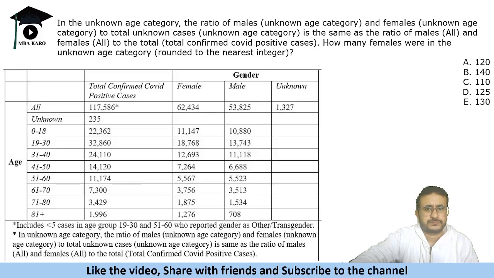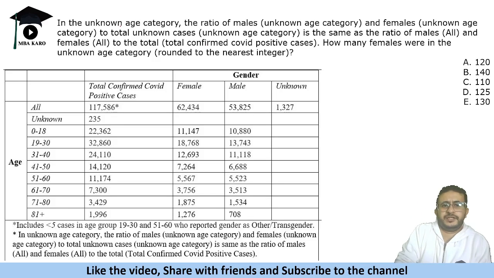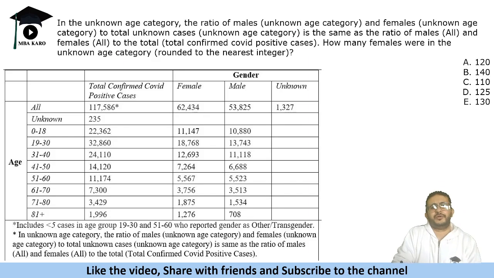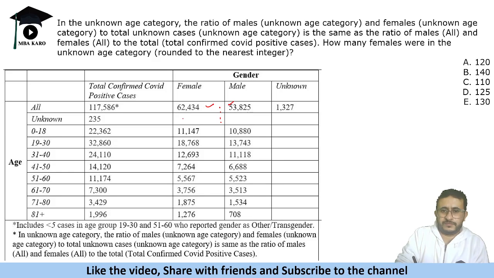Now it asks what the ratio is. In the unknown age category, the ratio of males and females to unknown cases is the same as the ratio of male and female to the total COVID positive cases. So it said that this ratio is equal to this ratio in both cases. By that logic, it is something like 62 to 54, so it should have been somewhere around 120, but when we did the totaling of all this, it comes to less than 100.